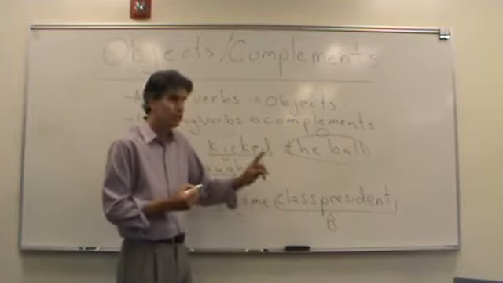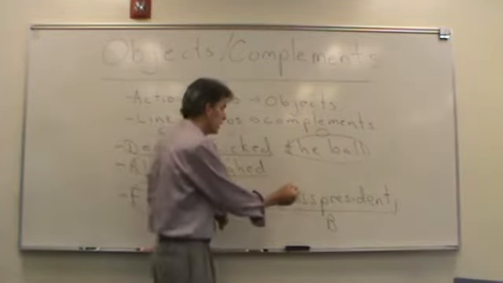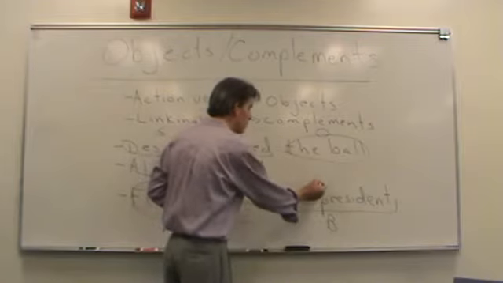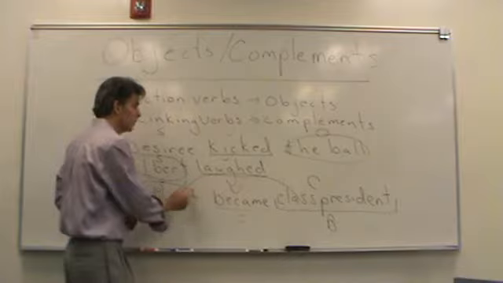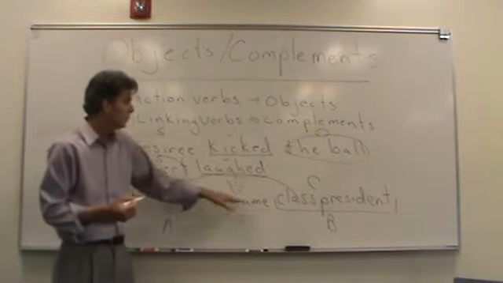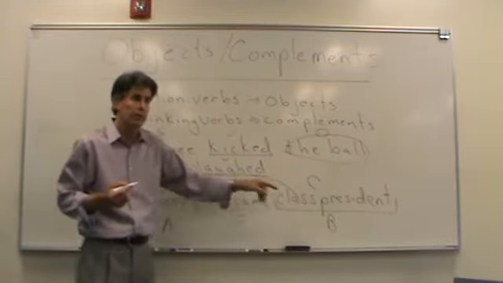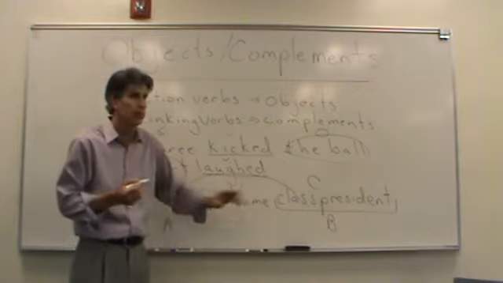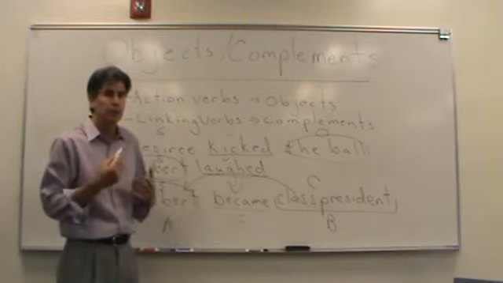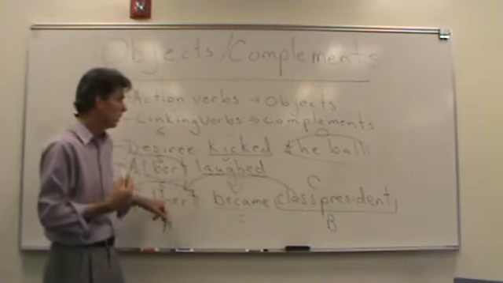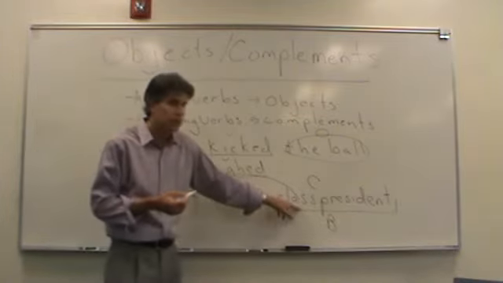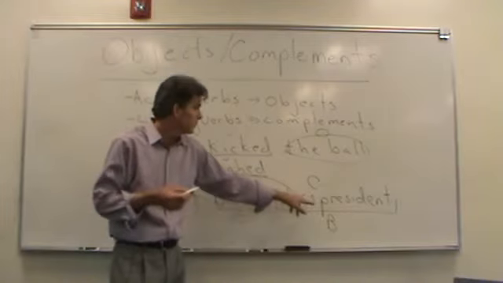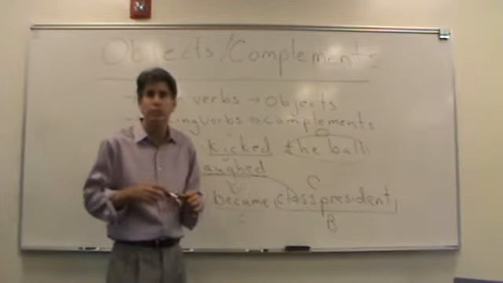So that operates as one single unit. That is your complement. It completes your subject. In other words, A equals B, you must have that B there. You can't just have A equals blank. You can't do that. Instead, you have to complete it. Always, linking verbs must have some complement, some completion here to finish off their logic. That's the class president. That's your B.